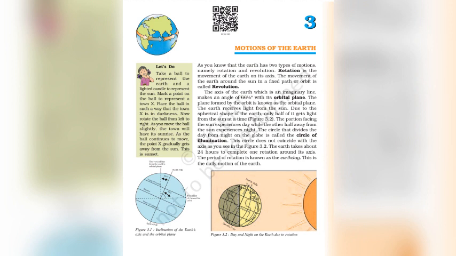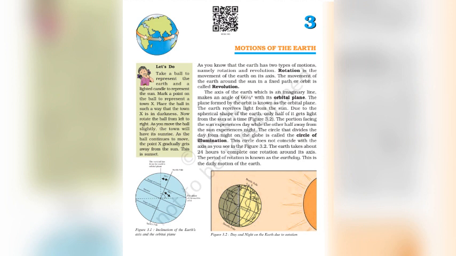As you know, the earth has two types of motions named rotation and revolution. Rotation is the movement of the earth on its axis. The movement of the earth around the sun in a fixed path or orbit is called revolution. The axis of the earth, which is an imaginary line, makes an angle of 66.5 degrees with its orbital plane. The plane formed by the orbit is known as the orbital plane.